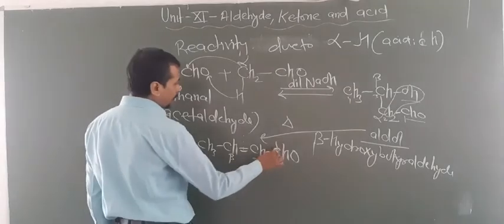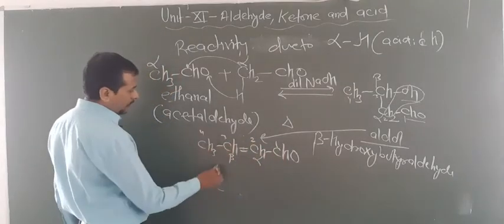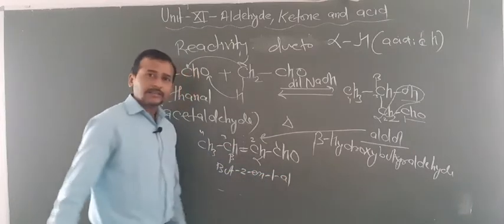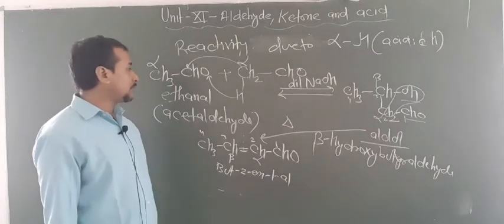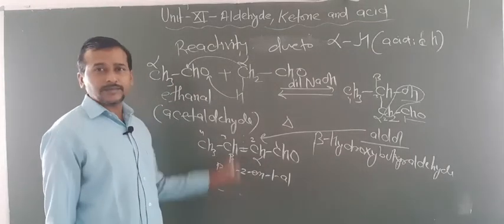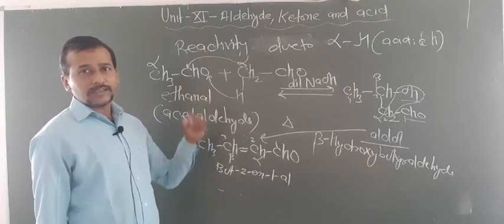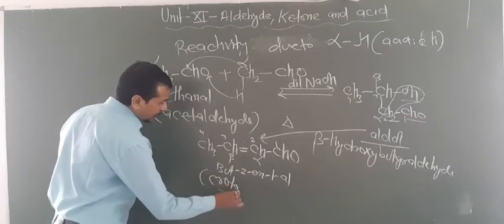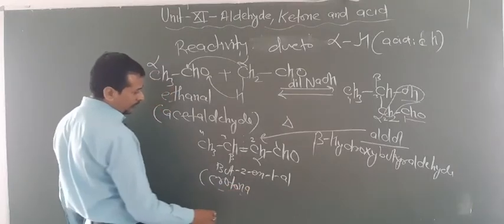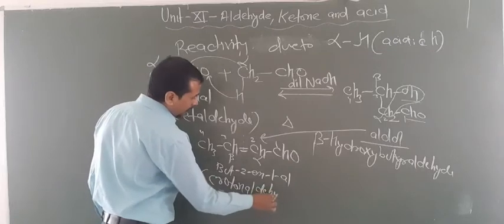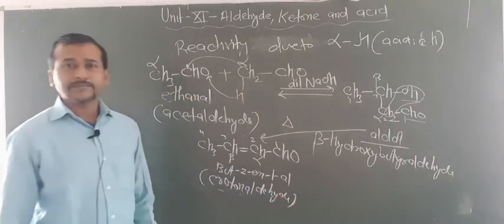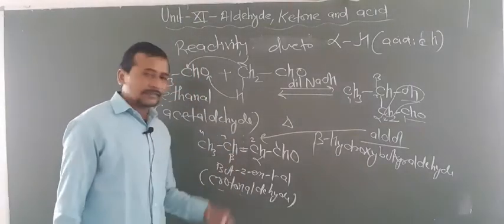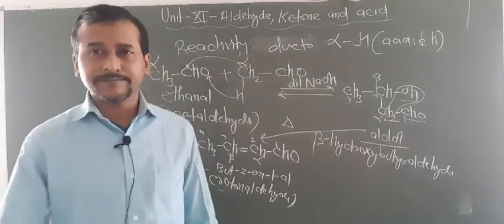In IUPAC name you can write like this 1, 2, 3, 4. So 4 carbon means but, then 2-ene and 1-al. So maybe one question arises, how can you prepare but-2-en-1-al from acetaldehyde? So you have to use the aldol condensation reaction. The common name of this chemical is crotonaldehyde. Crotonaldehyde. Are you getting this point? So by this way you can draw the aldol condensation product of acetaldehyde.